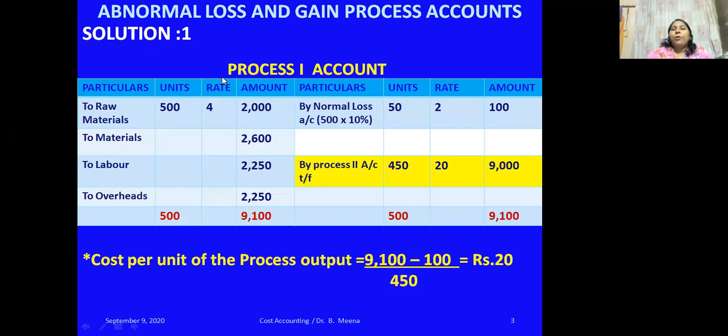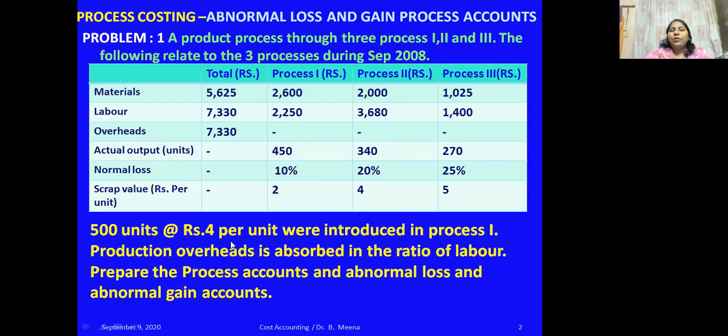First, I will prepare the process 1 account. As usual, we have the columns: particulars, units, rate, amount for both debit and credit side. On the debit side, I posted the input, which is given in the paragraph, 500 into 4, 2000. And I debited all other expenses as per the problem. Look at that. 500 units is the first item I showed, where the rate is 4 rupees. So 2000 is the value.